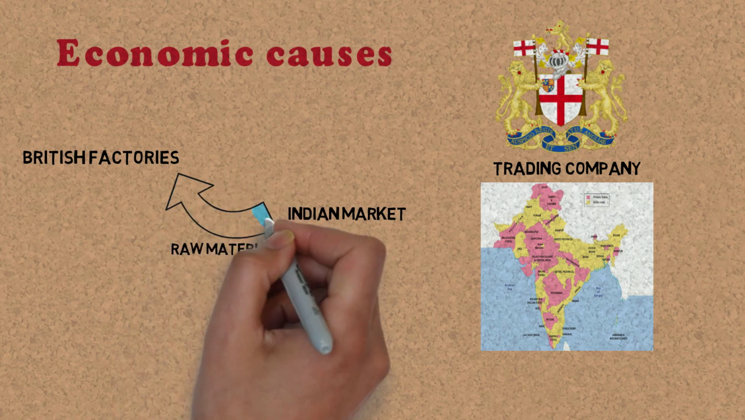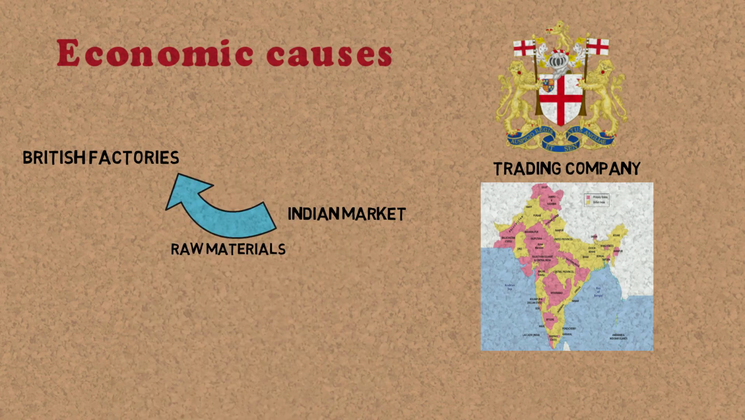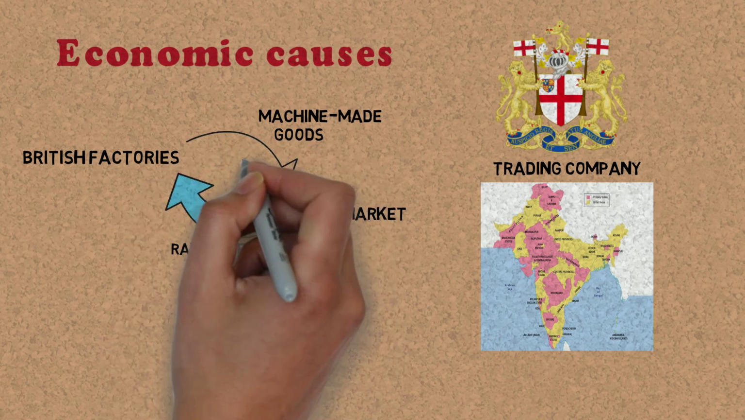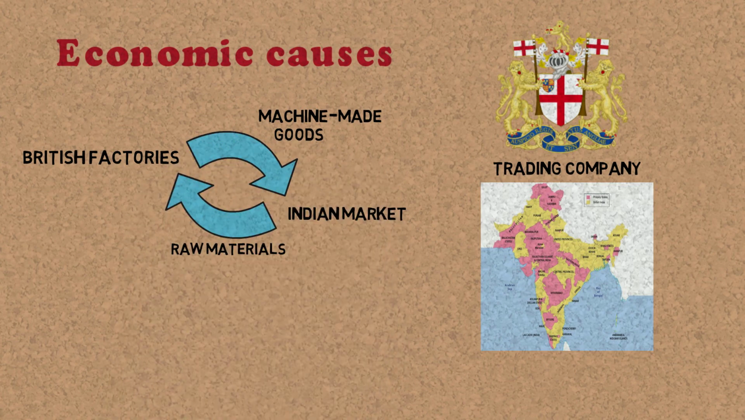They took raw materials from India and supplied it to the factories in Britain. The machine-made goods produced with the help of Indian raw materials were brought back and sold in India. So India was used for two things: for sourcing the raw materials and as a market for British-made goods. These machine-made goods were cheaper than the Indian handicrafts, so the demand for Indian handicrafts was reduced.